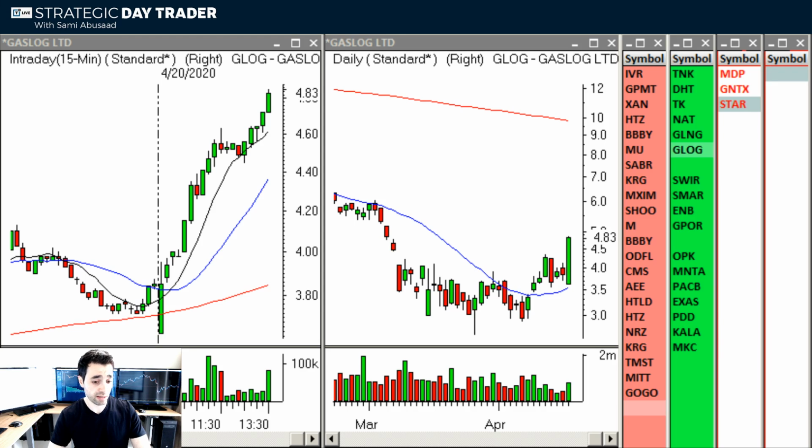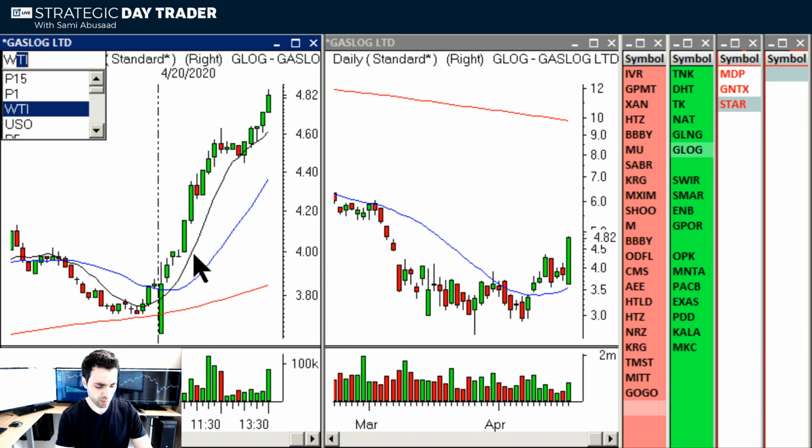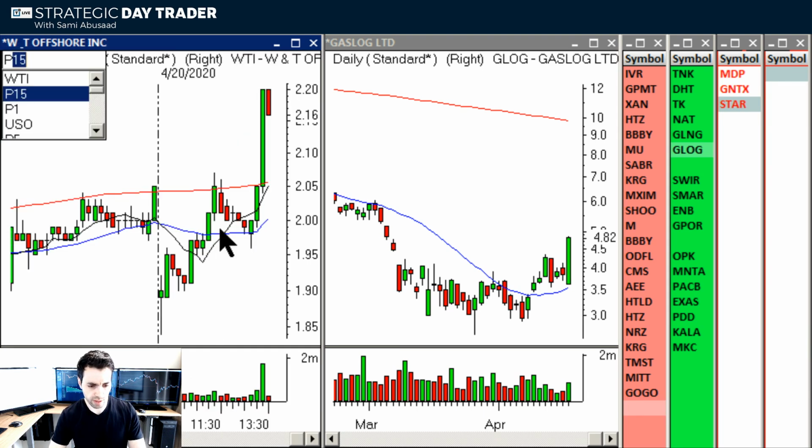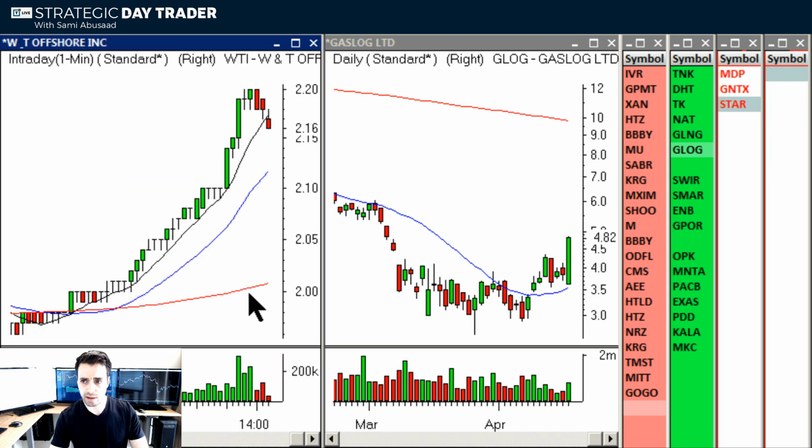WTI triggering. We'll see how much it gives us. This one, I hope it comes in a little bit here. WTI to like 10. That's all we would need, because it's a tight stop. 2 cent stop. 3 cent stop.